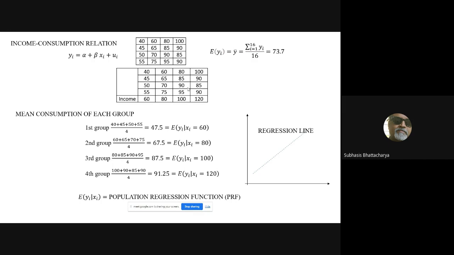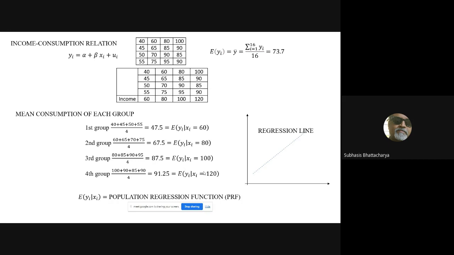This is called the conditional mean. But 73.7, that is the unconditional mean. Conditional means are different from the unconditional mean. If we plot all such conditional means, 47.5, 67.5, 87.5, and 91.25 with respect to income, that is 60, 80, 100, we get the line, that is the regression line. That is why regression means we are tending towards the average.